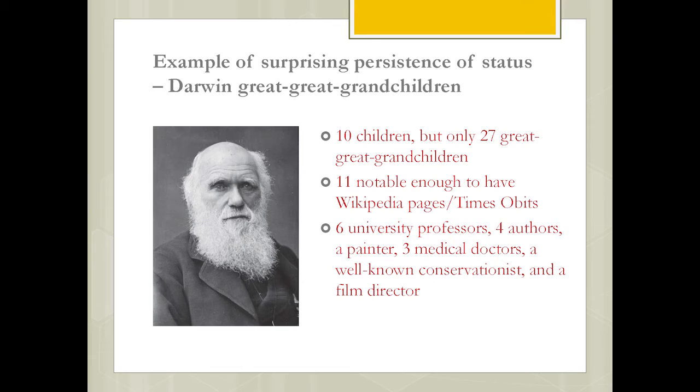And it turns out that 11 of them, even though most of them, half of them at least, don't have the name Darwin, the surname, 11 are notable enough to have Wikipedia pages or Times obits if they already died. And they do everything. They're university professors, authors, conservationists, film director. So I'm a member of probably the 30th best economics department in the United States. Darwin's great-great-grandchildren are more distinguished on average than my colleagues and myself.